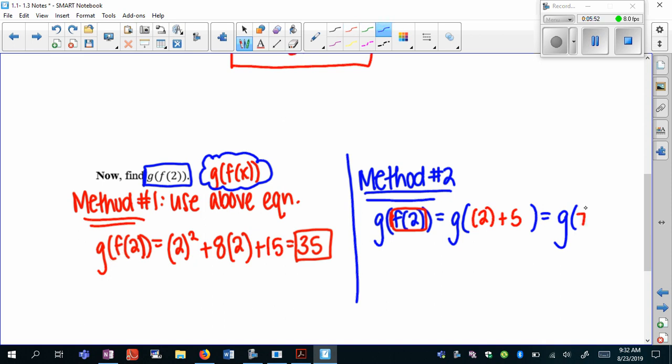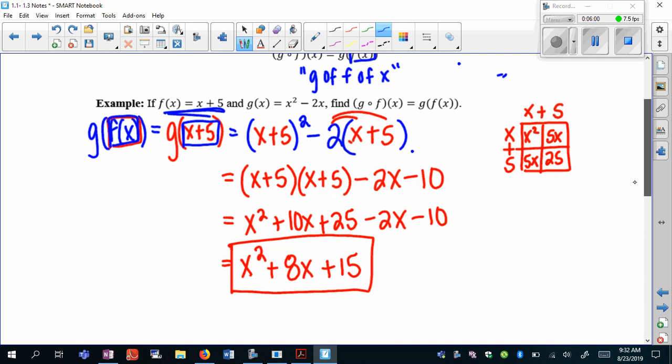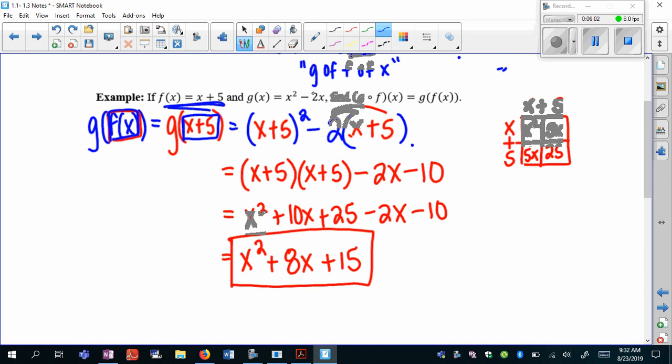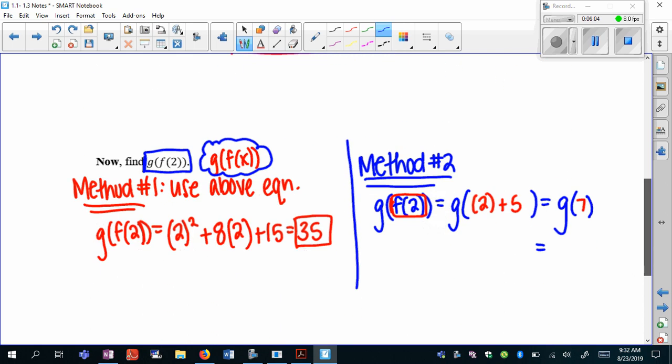And now you can see all I have left to do is find g of 7. So that's really all you're doing. So I just go right into plugging in the number. So now I go back up to g, which is x squared minus 2x. So x squared minus 2x. And now I plug in 7 and type that into my calculator or just do it by hand. So 49 minus 14. So again, you get 35.